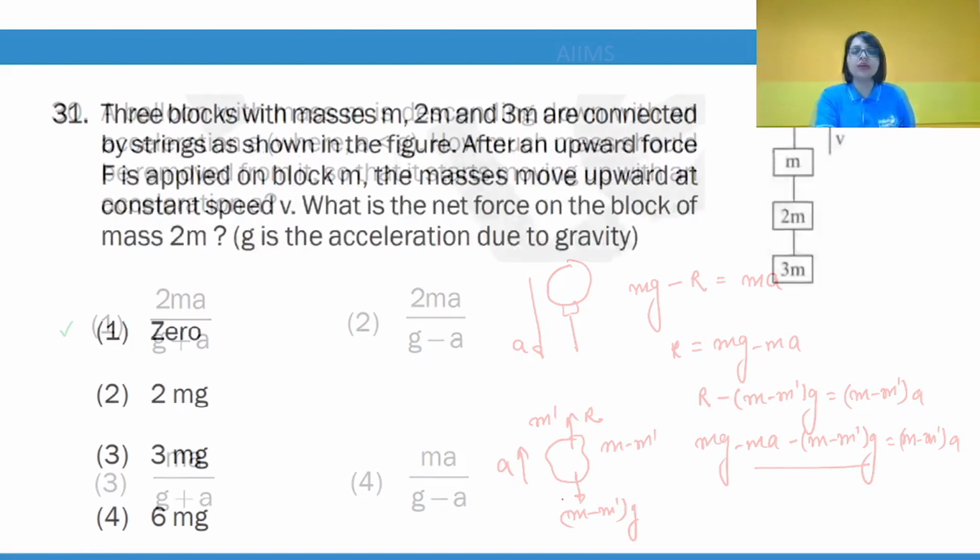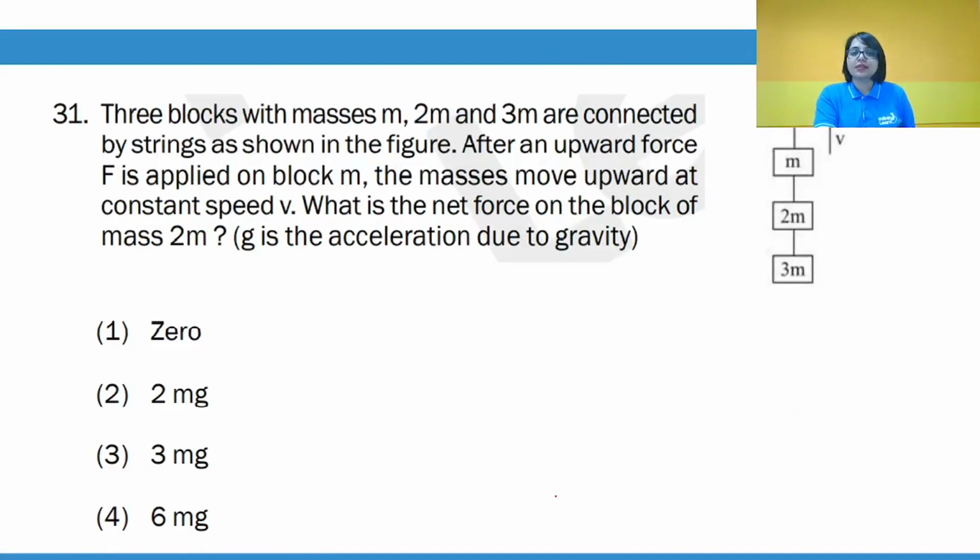Next is, this is the system and the system is moving in the upward direction with constant velocity. So we need to find the net force on the block of mass 2m. So system is moving upwards with the constant velocity, right? So net force on the particle will be 0. Why? Because if it is moving with uniform motion, then acceleration will be 0. So correct answer is option 1.